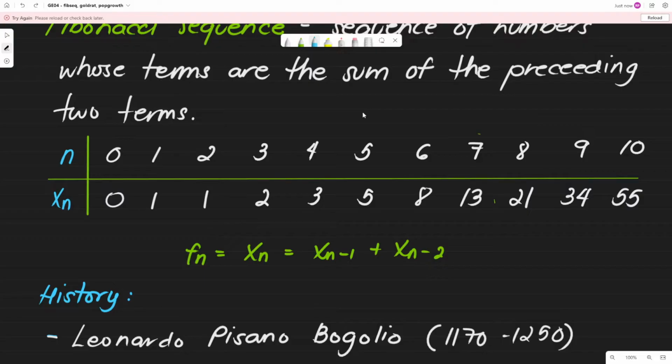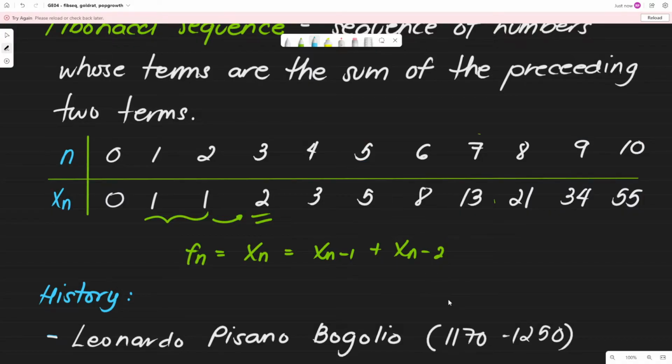If we inspect, let's say this one, the 2, and look at the previous terms, adding these two gives us this. That is where our definition comes in: the sum of the preceding two terms. In some books f sub n is used, but in other books x sub n. So x sub n is equal to x sub n minus 1, the preceding term, plus x sub n minus 2, the second preceding term.